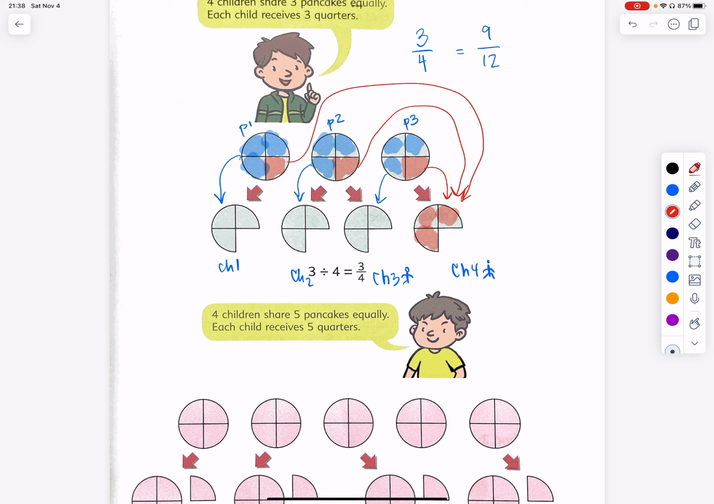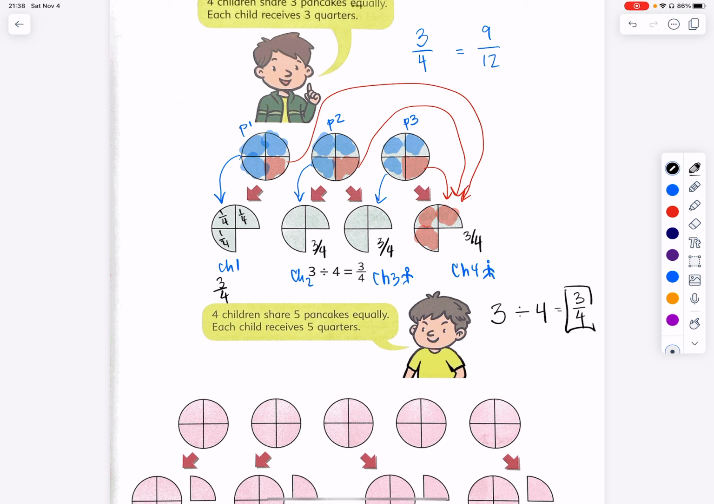My friends, of course, we realize that each of these pieces is 1 quarter. Child 1 got 3 quarters. Child 2 also got 3 quarters. Child 3 got 3 quarters. And of course, to split it all equally and not have any leftovers, child 4 got 3 out of 4 equal parts. My friends, 3 pancakes were divided equally among 4 children, and each child got 3 quarters.